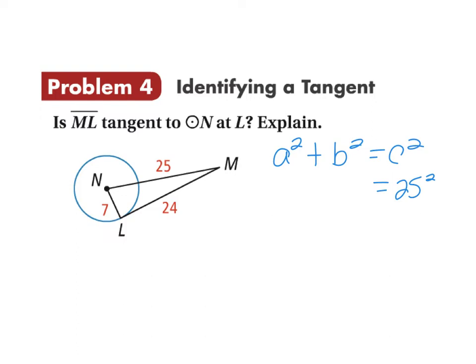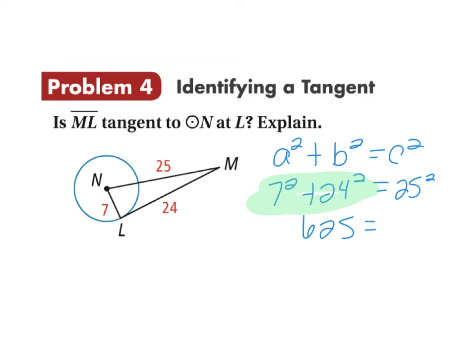Okay, and then the legs, it doesn't matter, so I'm going to have 7 squared plus 24 squared. So we are going to solve this and see if both sides are equal. What I would like for you to do is type this left side in your calculator exactly how it is. Don't change anything. So you're going to do 7 squared plus 24 squared, and you get 625. Okay, now do the other side.